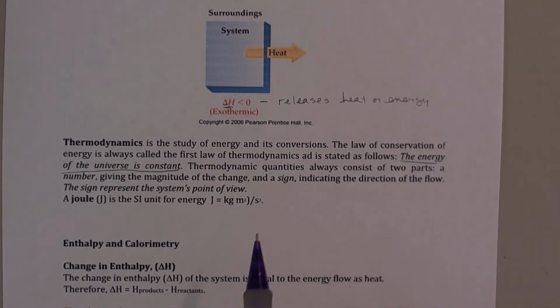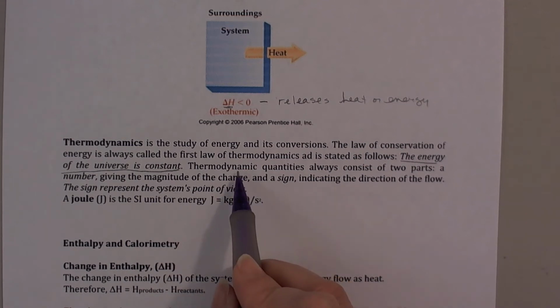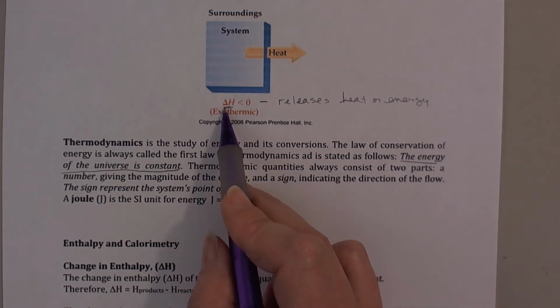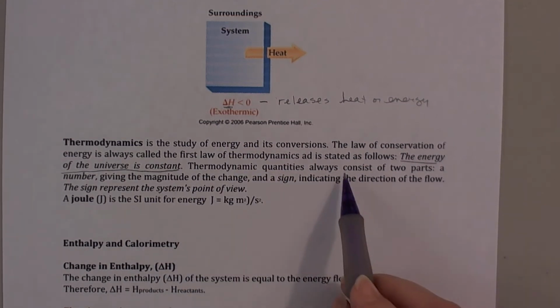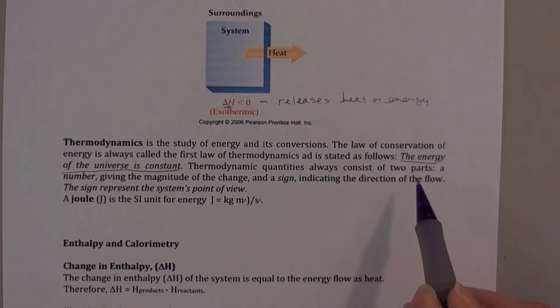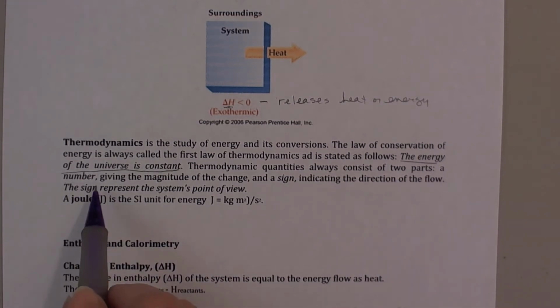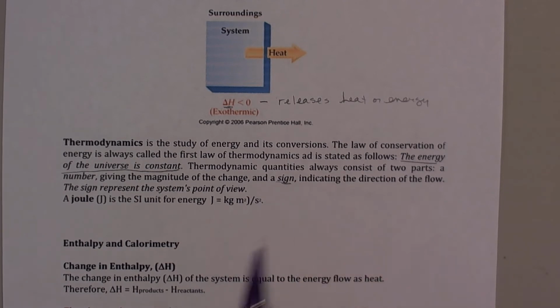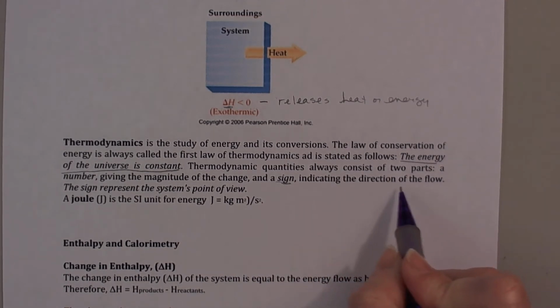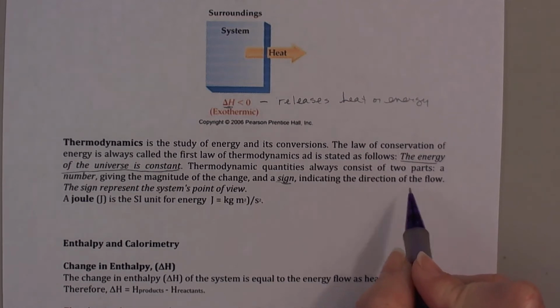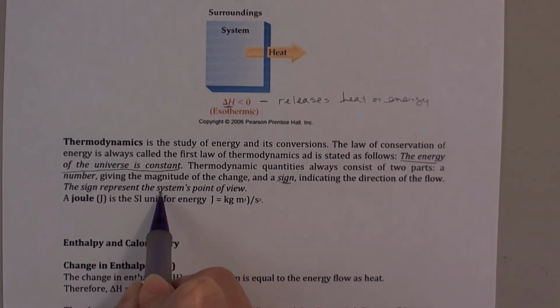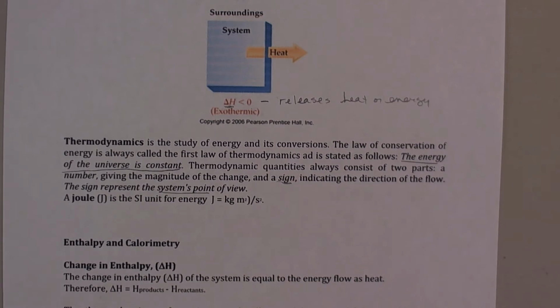Also, the thermodynamic quantities like heat and enthalpy, those quantities consist of two parts, a number and a sign. So whether it's positive or negative indicates the direction of the flow of that energy from the system's point of view. Now the units that we use are joules. This is the SI unit for energy. That's what we're using here.